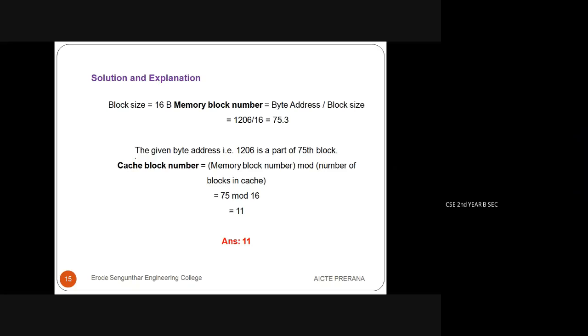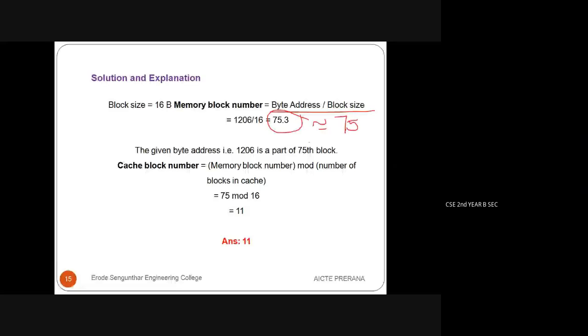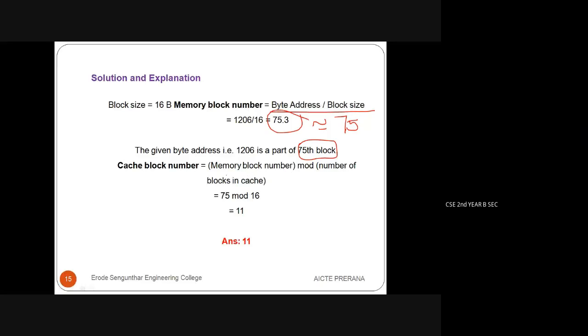We have computed memory block number is equal to byte address divided by block size. By substituting here we have got 75.3, so the approximate value is 75. So it can be in the 75th block. We have computed the block number, and we found the 75th block.